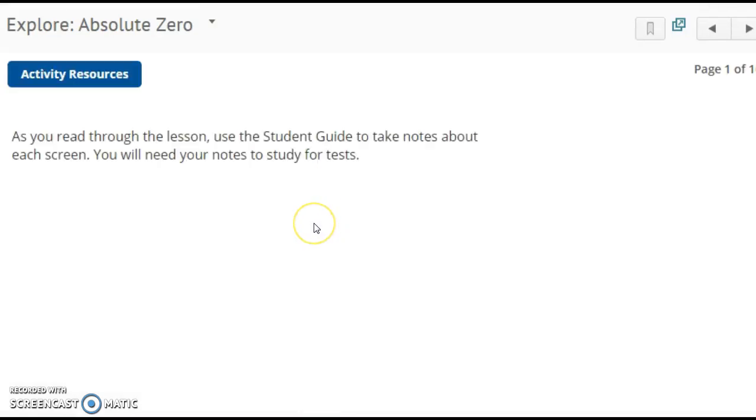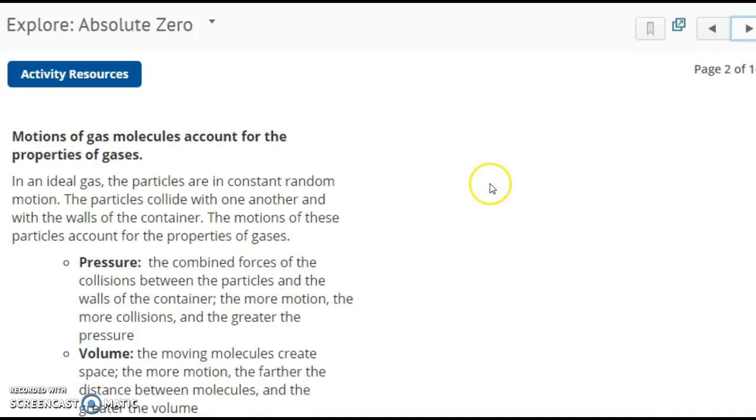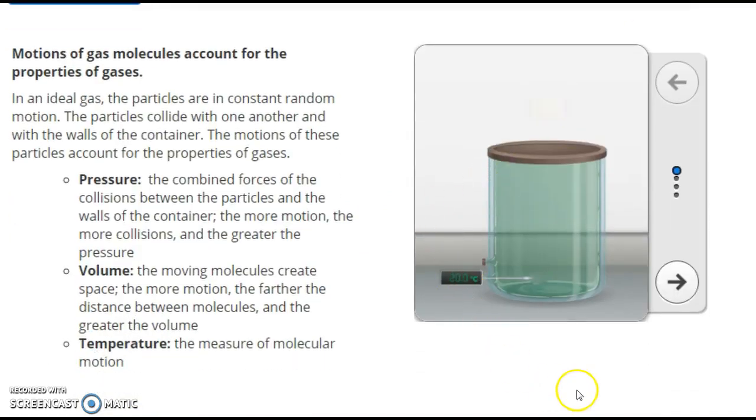So explore absolute zero. As you read through the lessons, make sure you take notes. Motions of gas molecules account for the properties of gases. In an ideal gas, the particles are in constant random motion. The particles collide with one another and the walls of the container. The motion of these particles account for the properties of gases. So hopefully so far this has been a review. If not, make sure you write this stuff down again.